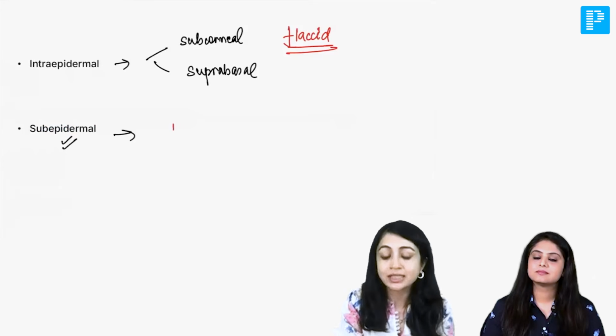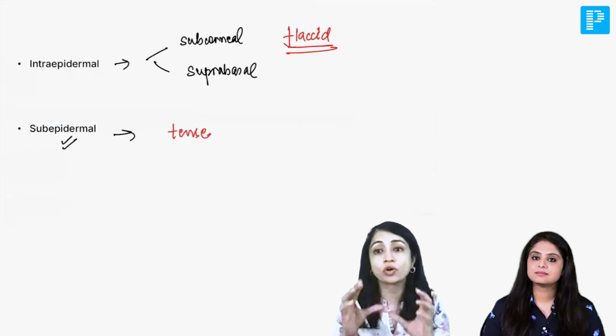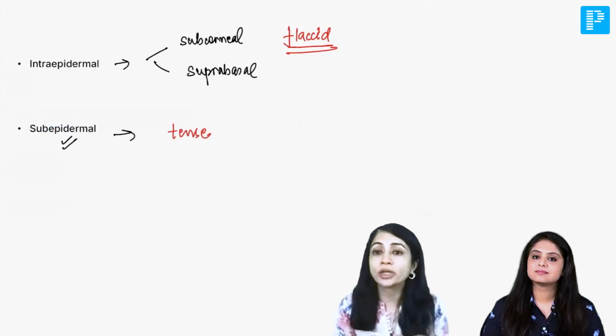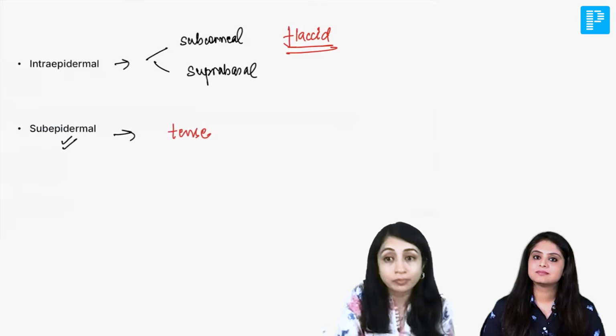Whereas if you have tense blisters, think of subepidermal disorders, because here the target antigen is at the dermoepidermal junction, so the roof of the blister is formed by the whole of the epidermis. So here my bulla is tense. Intraepidermal flaccid, subepidermal tense.